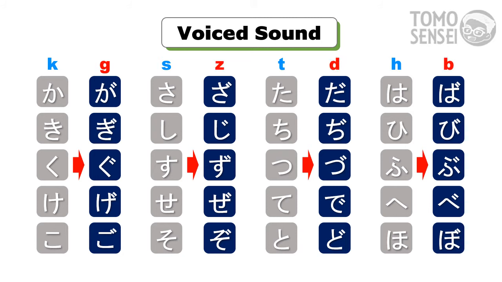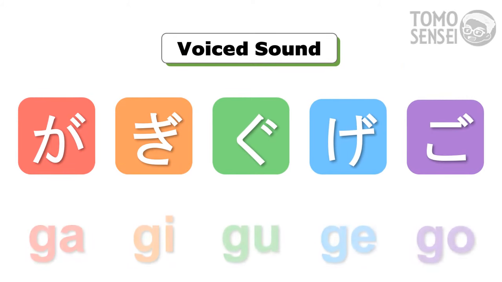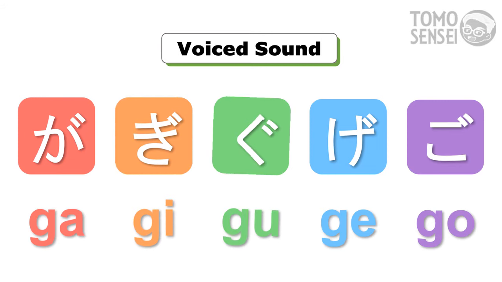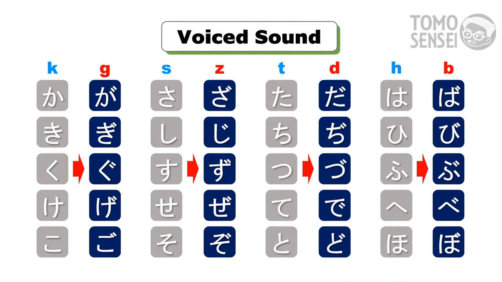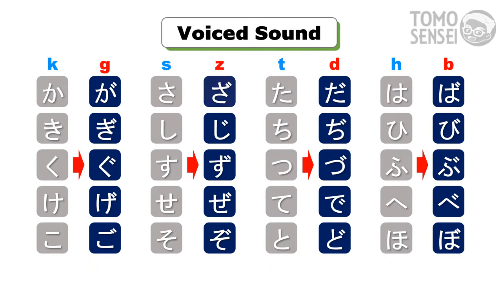それでは発音の練習をしてみましょう。Then let's practice how to read ga column first. が、ぎ、ぐ、げ、ご。Repeat after me. が、ぎ、ぐ、げ、ご。Next, let's practice to read the za column.